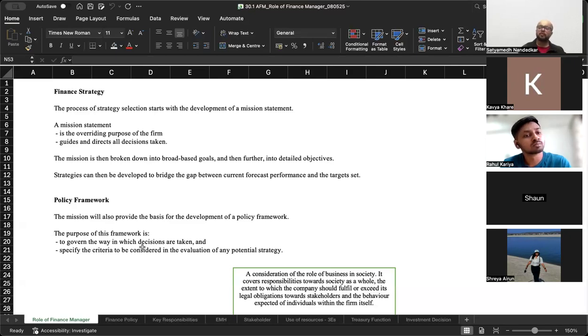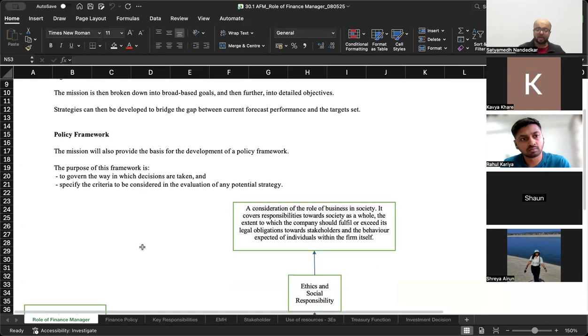If you are a not for profit organization, then maximization of shareholder wealth is not your mission. Your mission is probably providing certain utilities and services to the general public, right? So define the mission statement, then break it down into goals and further divide that into objectives.